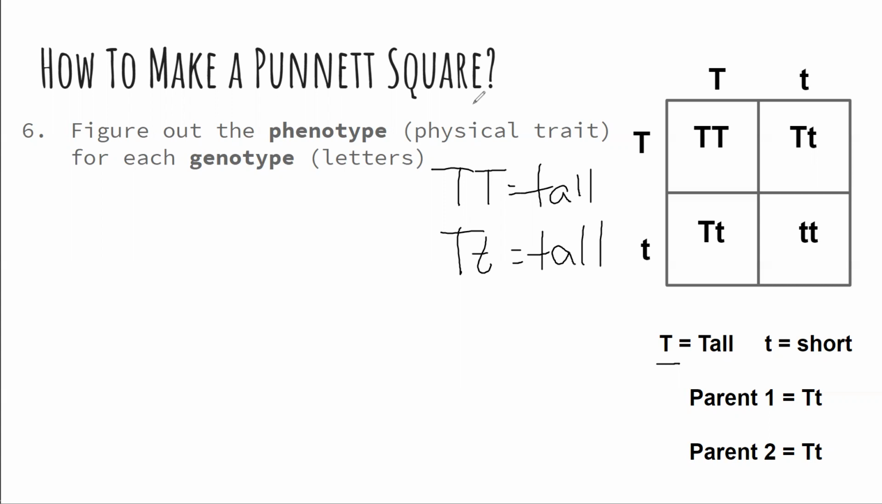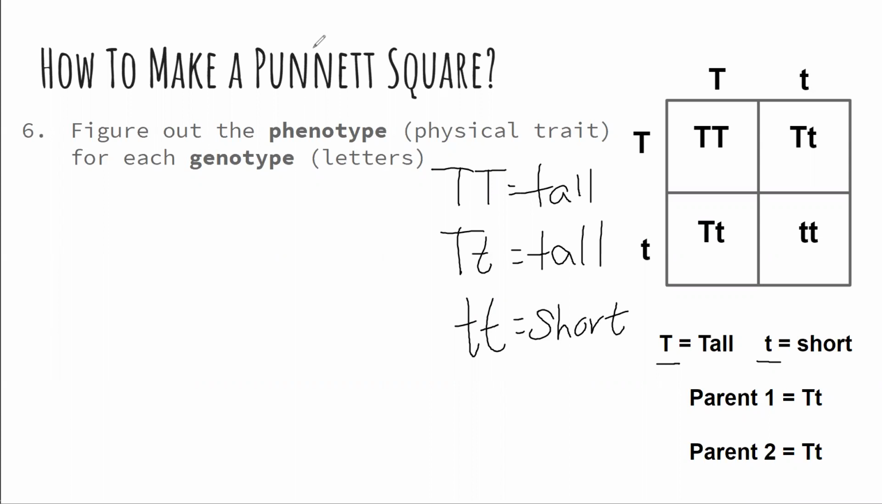Why? Because as long as there's one capital letter, that dominant trait will always overpower or cover up that recessive trait, that lowercase letter. So this plant would still be tall. And a homozygous recessive genotype, if you know that lowercase t codes for short, and there are two recessive alleles, so that recessive trait can finally show, what would be that phenotype? Right, short.